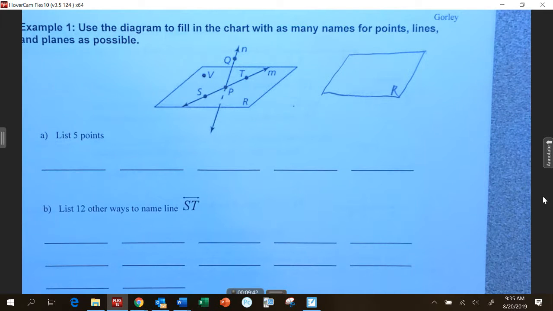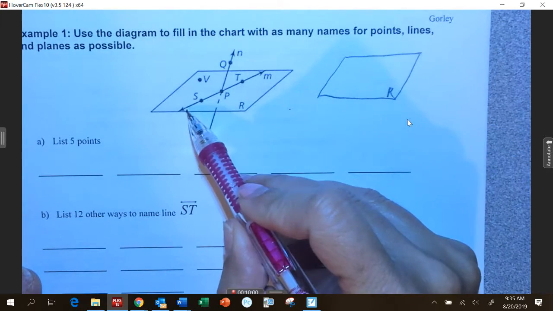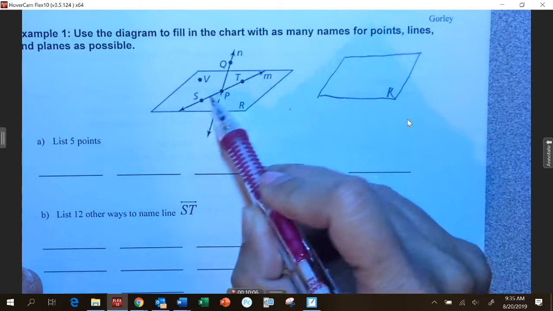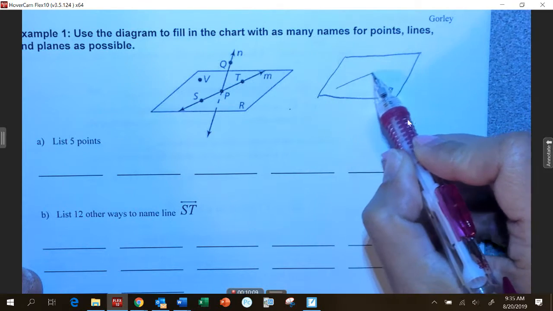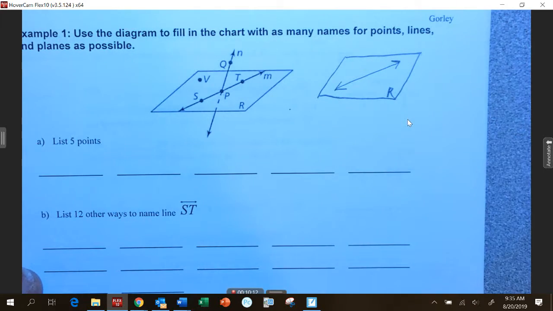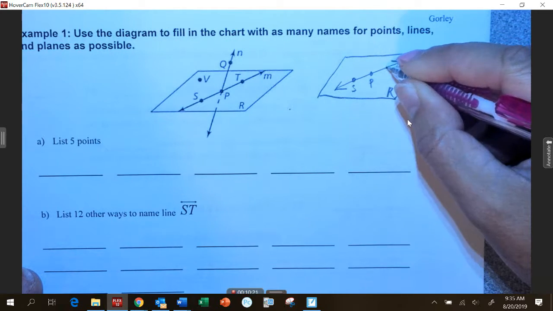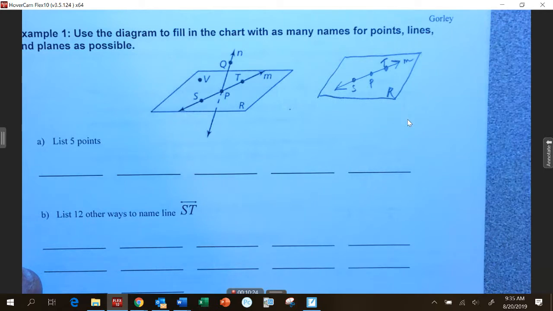Alright, now what we're going to do is we're going to draw the line that is sitting on the plane. There is a line that is totally just laying there on the plane. The line that is laying there on the plane is S, P, T, lowercase m, this one right here. So if I need to draw a line that is laying on the plane, that's what it's going to look like. And then there's the S, there's the P, there's the T, and then there's a lowercase m over there.